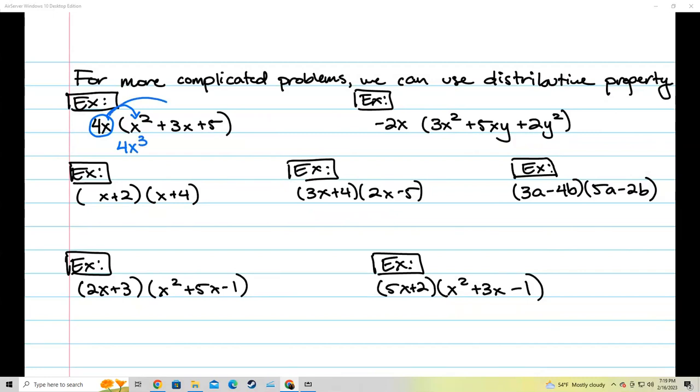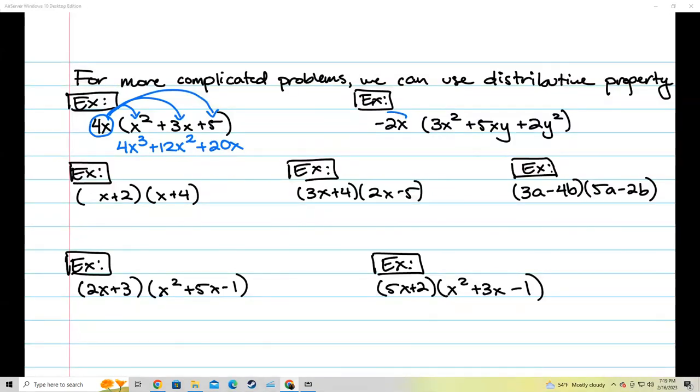I'm going to take the 4x and multiply it by the 3x. The 4 times 3 is going to give me a positive 12. The x times x, because we're adding the exponents, that's 1x with another x, that's going to give me an x squared. And then the 4x times 5, the 4 times 5 gives me a positive 20. And since there's only one x, I'm going to stay with 1x, and that's my final answer. Okay. All right, let's move on to the next one.